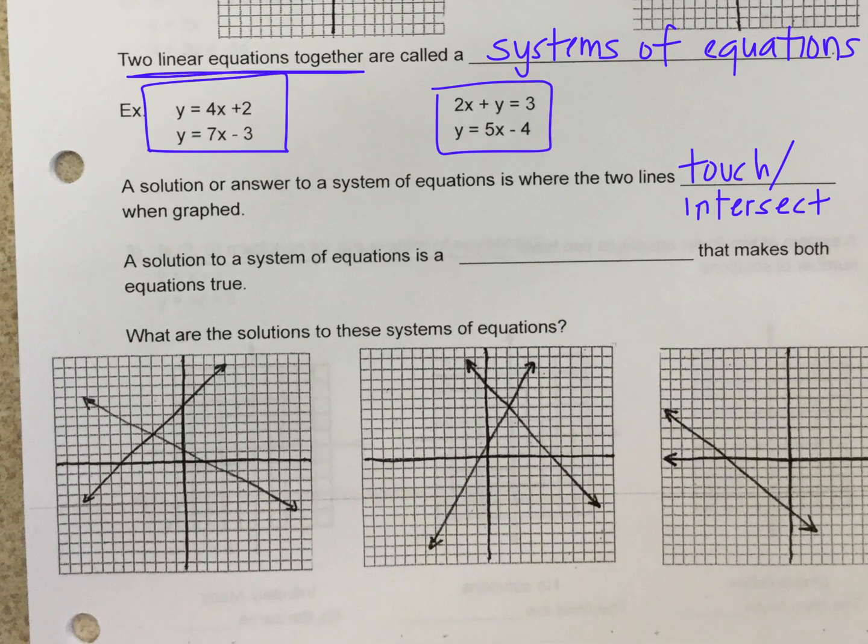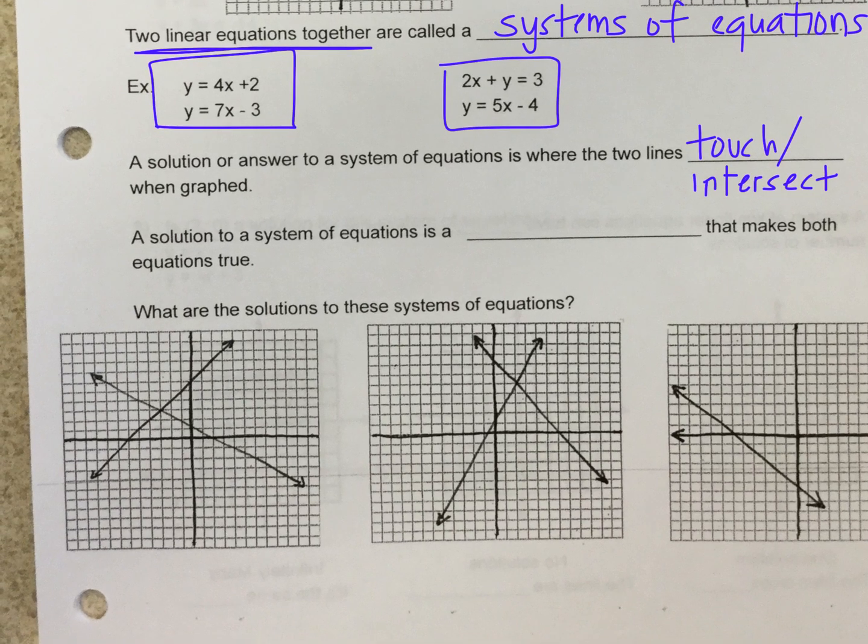A solution to a systems of equations is a coordinate, remember our x and our y, that makes both equations true. So all that is saying is I have these two lines. I have my purple line here, and I have my red line right here. Where those two lines cross, they cross right here. That's the solution to that equation.